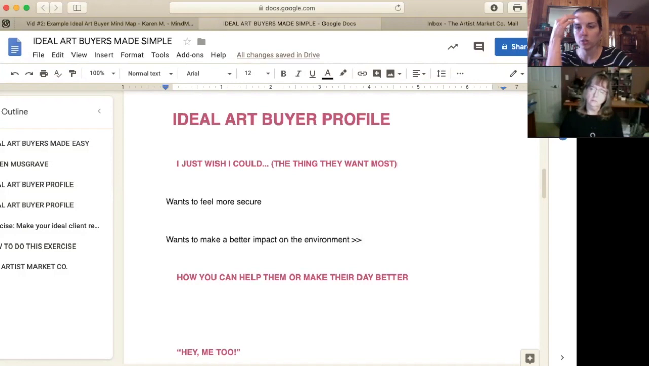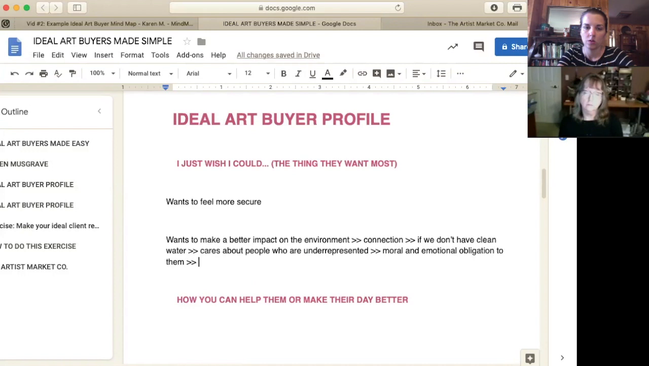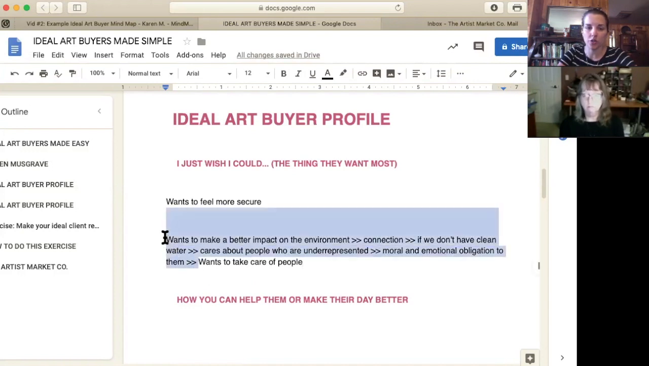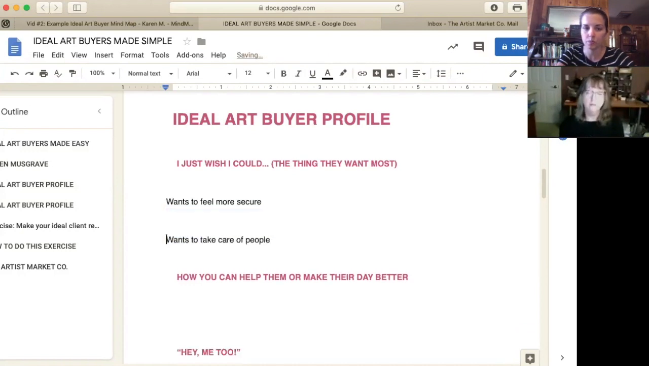Why does she want to have an impact on the environment? How would that make her life better? Basically, it all comes down to she wants to take care of people. Yes. Yeah, I think that's a good. And that kind of showed up all in her personality as well. I agree with that.